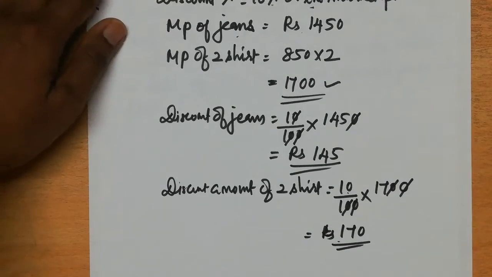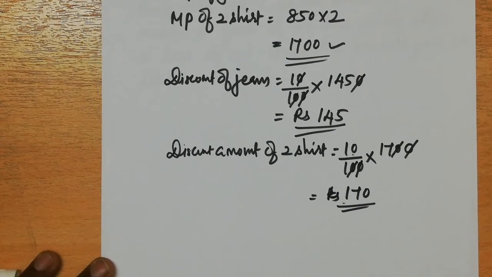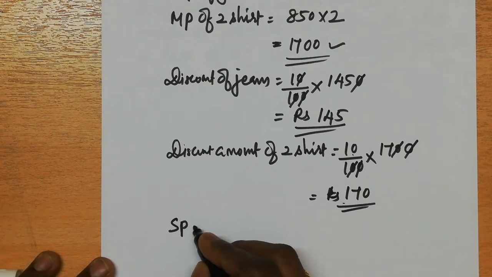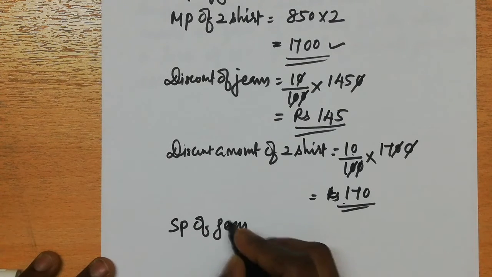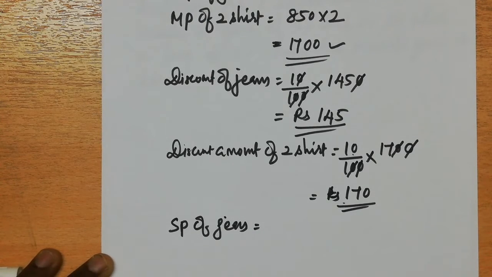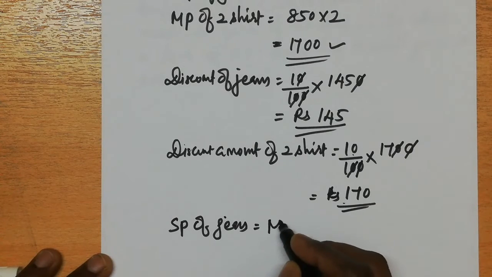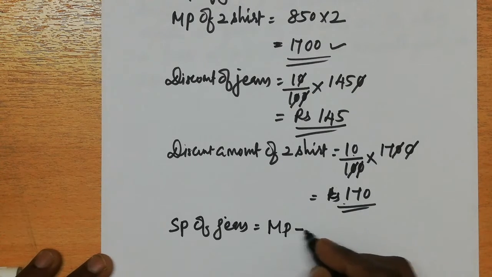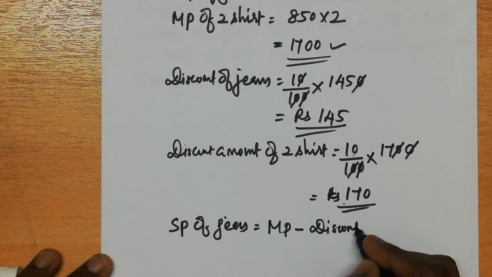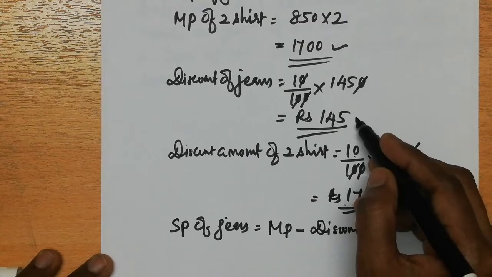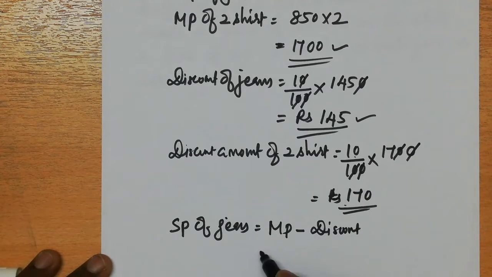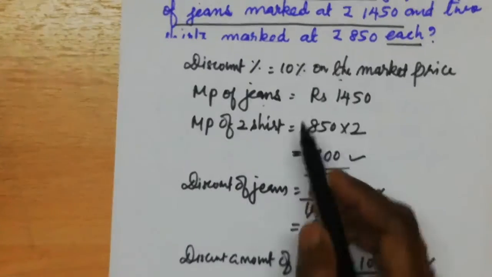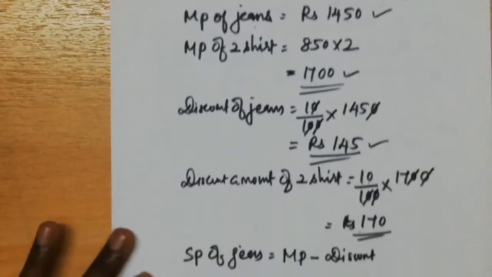Okay, so now how to find the selling price? Selling price of jeans we will write. The discount is coming, should we add or subtract? We should subtract because there is a reduction in the price. So the selling price of jeans is the marked price of jeans minus the discount amount. The discount amount we already found is rupees 145. The marked price of jeans is 1450.